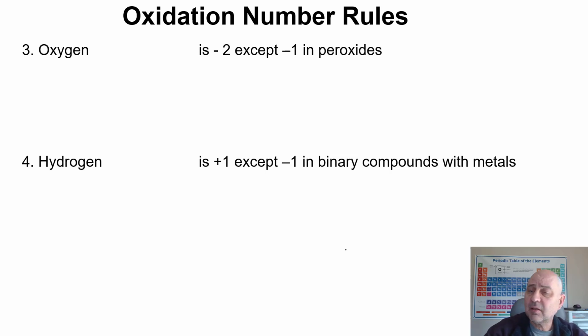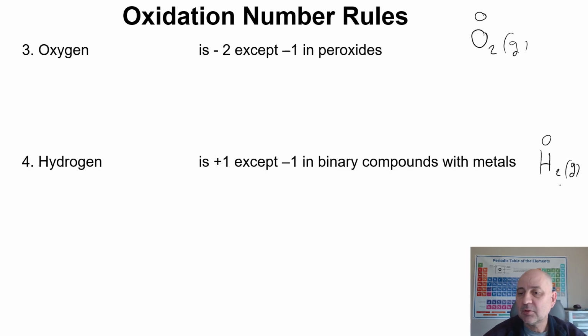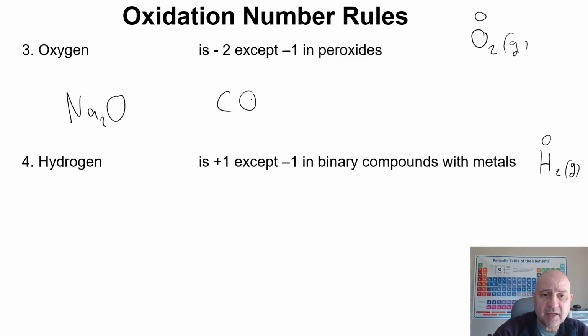Now oxygen, just as a reminder, once again, if oxygen is paired up with itself, it has an oxidation state of 0, and the same is true for hydrogen. So this would probably also have a phase label. And so here they are 0. But when they are bound to either in an ionic compound or a covalent compound, right, like sodium oxide or carbon dioxide, then oxygen is always -2.